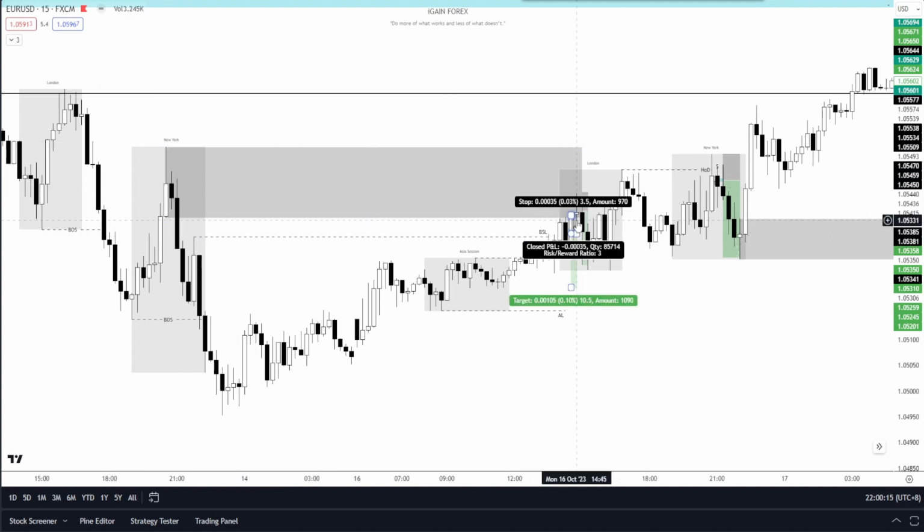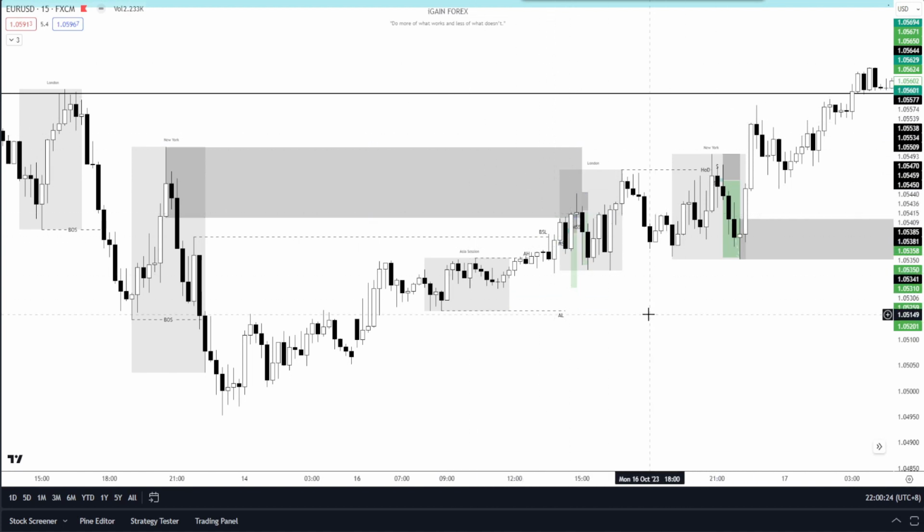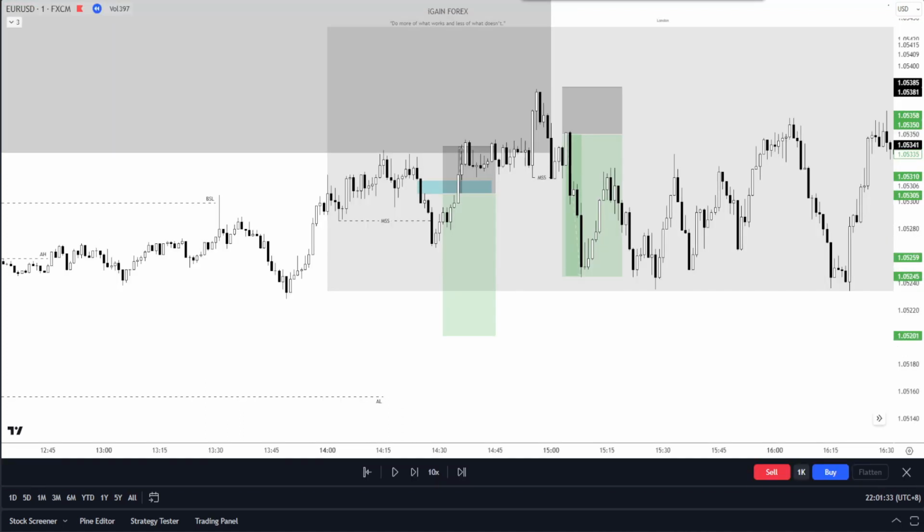So as you can see here, I've seen a tap in our supply zone during the London Open session, or London Open kill zone. So I went down to the 1-minute time frame. In the 1-minute time frame, this was the first tap, as you can see here. So that's the reason why I took this trade, my first losing trade of the week.